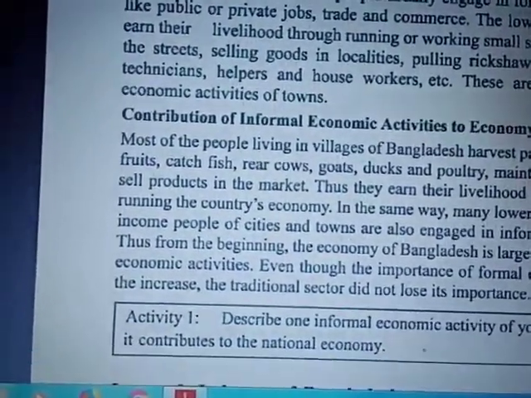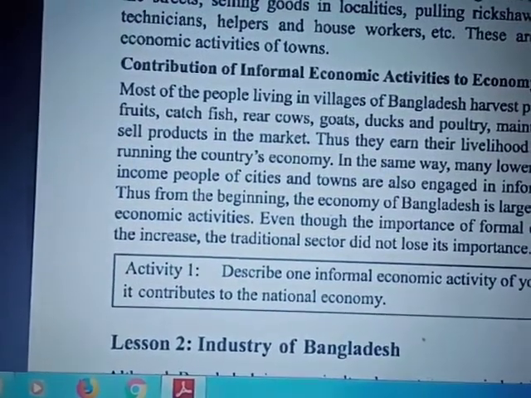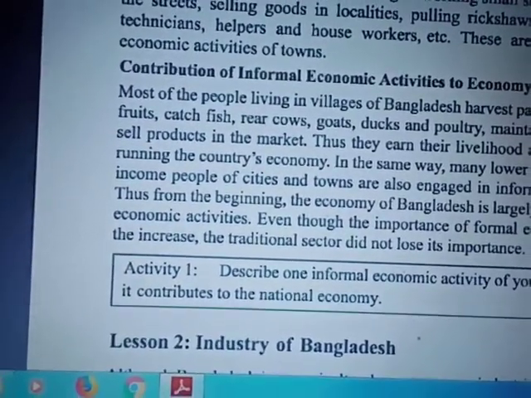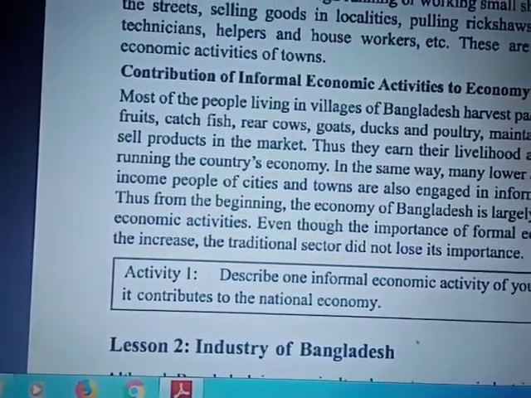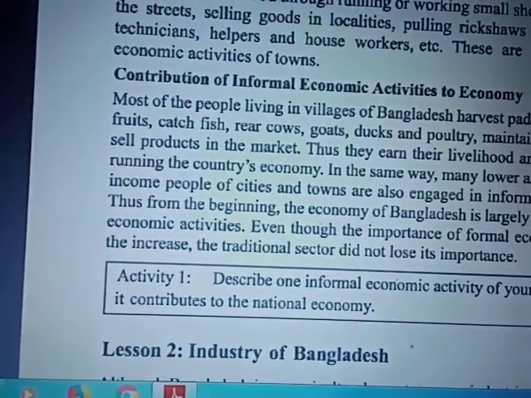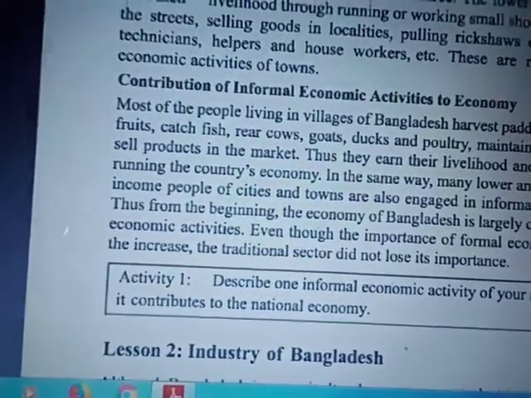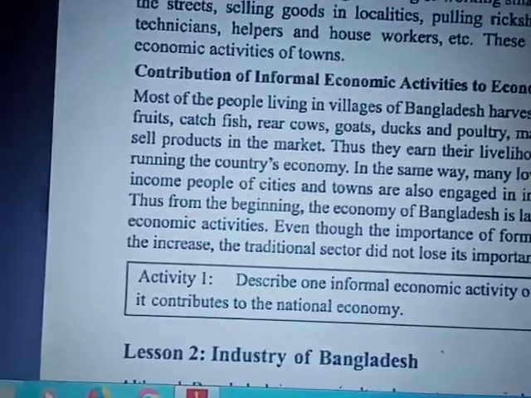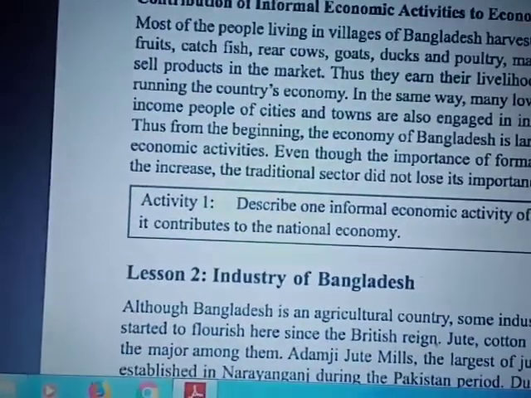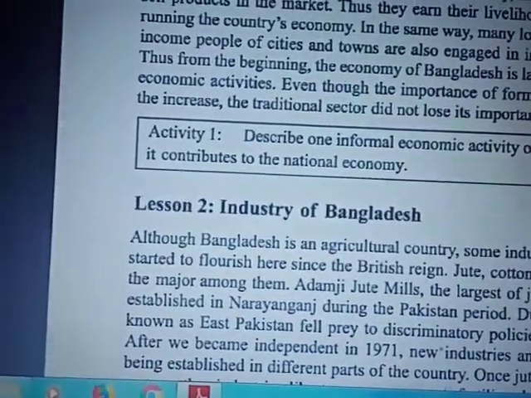Contribution of informal activities to economy. Most of the people living in villages of Bangladesh harvest paddy, jute, vegetables, fruits, catch fish, rear cows, goats, ducks, and poultry, maintain cottage industry, and sell products in the market. Thus, they earn their livelihood and play a major role in running the country's economy. In the same way, many lower and middle or even high income people of cities and towns are also engaged in informal economic activities. Thus, from the beginning, the economy of Bangladesh largely depends on informal economic activities, even though the importance of formal economic activities is on the increase, and the traditional sector did not lose its importance.